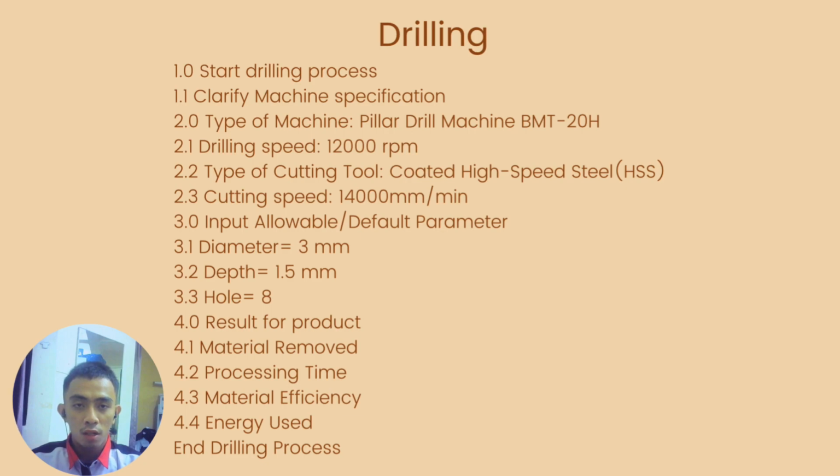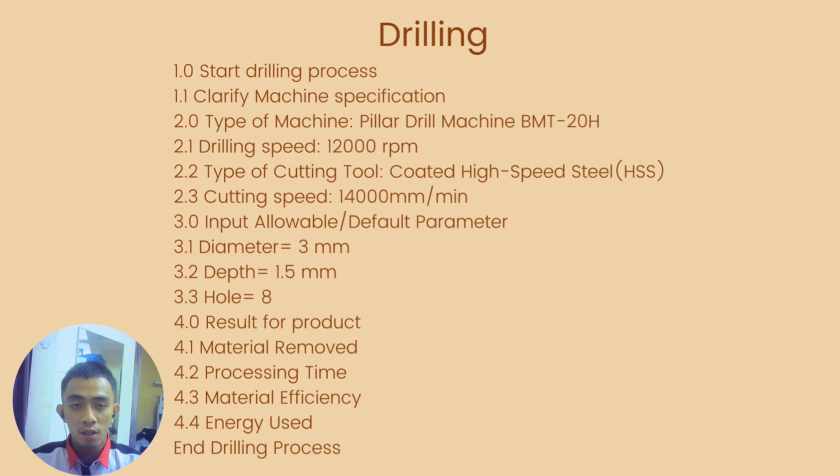Okay, next I would like to present about the schedule. First is about drilling. The first step is start drilling process, then clarify machine specification, and the type of machine that we use is the pillar drill machine BMT 20H. Drilling speed is 12,000 rotations per minute.